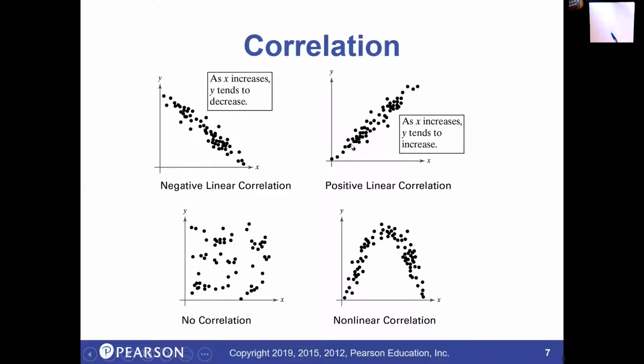Here, the data points increase. This is positive linear correlation. This one in the lower left, there doesn't appear to be any correlation at all. There's no pattern in the data. Now, this last one, there clearly is some kind of pattern going on, and it's possible to do a quadratic regression here and model the data. But for this course, we're only going to focus on linear.